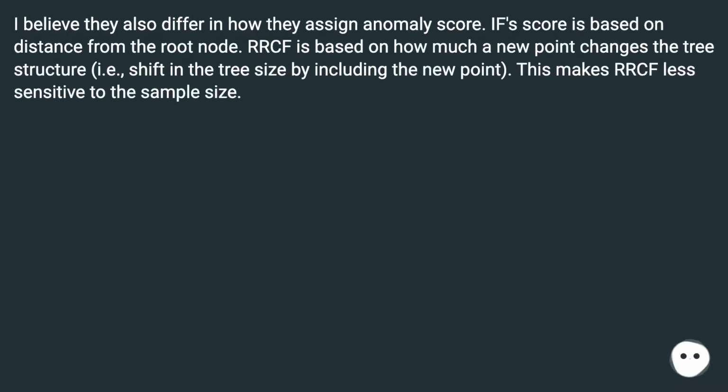I believe they also differ in how they assign anomaly score. If the isolation forest score is based on distance from the root node, RRCF is based on how much a new point changes the tree structure, i.e., the shift in the tree size by including the new point. This makes RRCF less sensitive to the sample size.